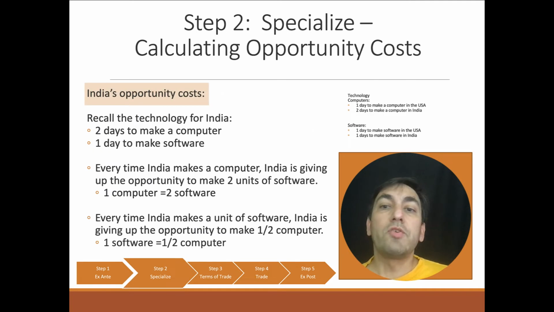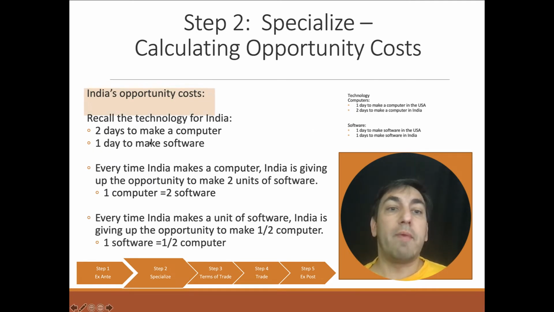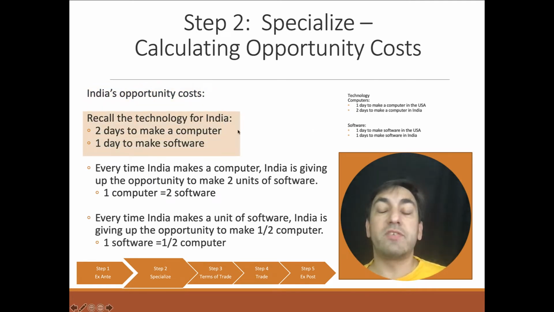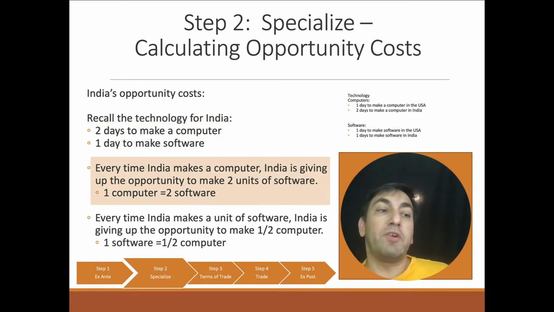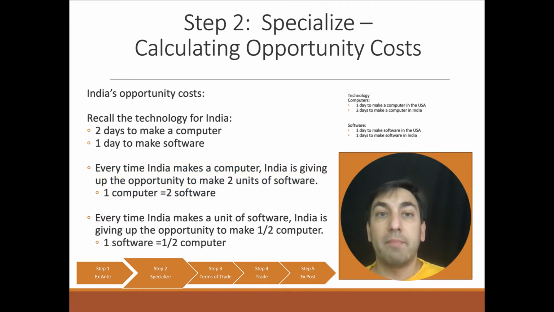Let's calculate that. So we're going to look at India for a second. So remember the technology here. It takes 2 days to make a computer and 1 day to make a software. So let's pretend I decide to not use some workers who are making a computer and I want them to make software. Every time I say don't make a computer, I'm freeing up 2 labor units. Those 2 labor units I could then send to making software, and each one gets converted to a software. 1 computer is worth 2 software.